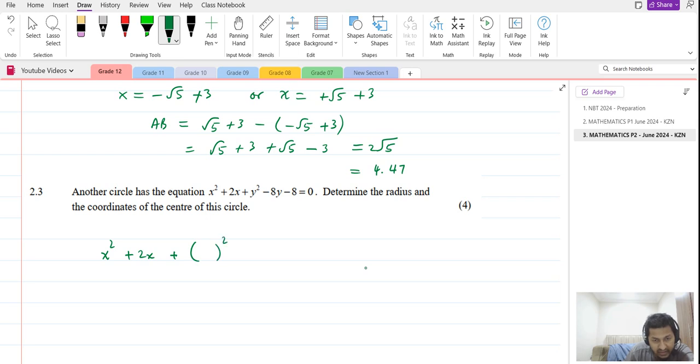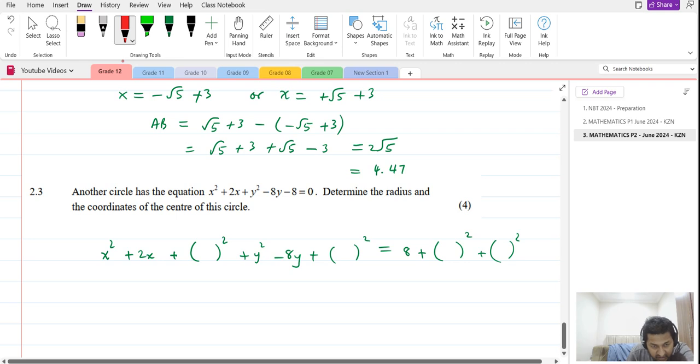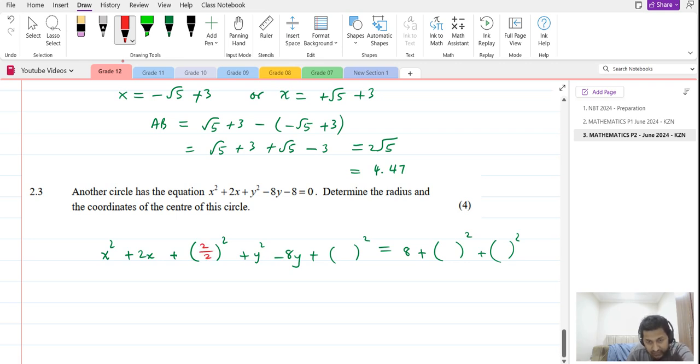something squared, plus y squared minus 8y plus something squared is equal to, take this 8 over, plus something squared plus something squared. Now what is the something squared? It is basically the coefficient of x divided by 2, so 2 divided by 2. The coefficient of y is minus 8 divided by 2. So whatever we put here, we put the same thing here: 2 divided by 2 and minus 8 divided by 2.